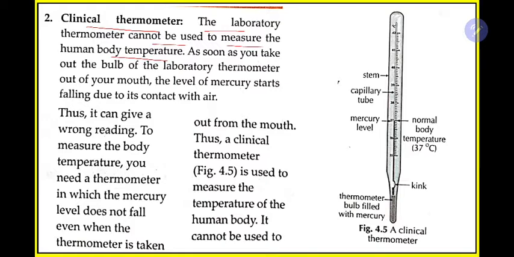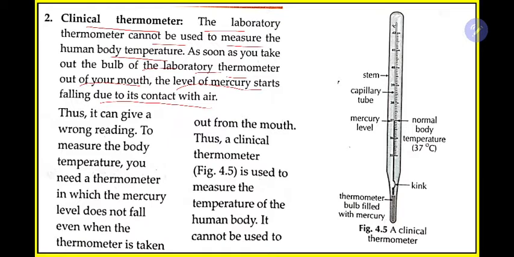As soon as you take the bulb of the laboratory thermometer out of your mouth, the level of mercury starts falling due to its contact with air. So what will happen in the normal condition? If you take the mercury outside, it will react with the outside air and show some consequences subsequently. What will happen subsequently? The thermometer will be damaged. So what happens in this case?